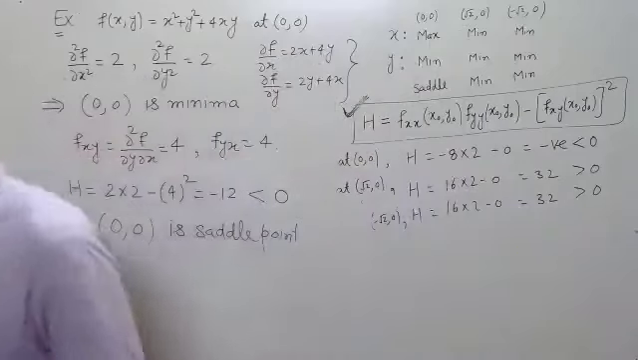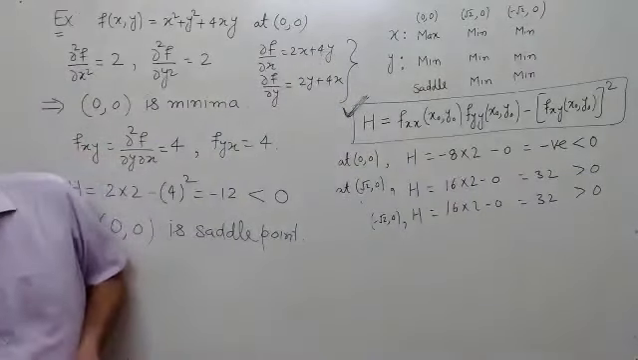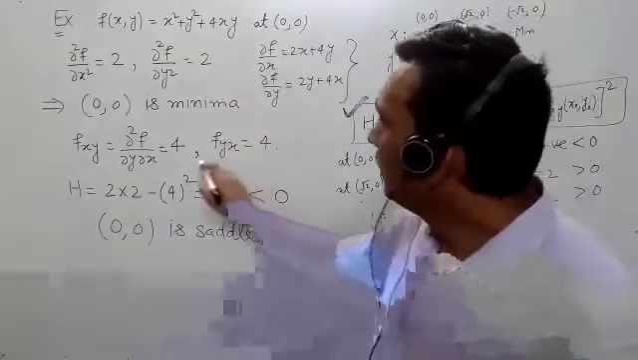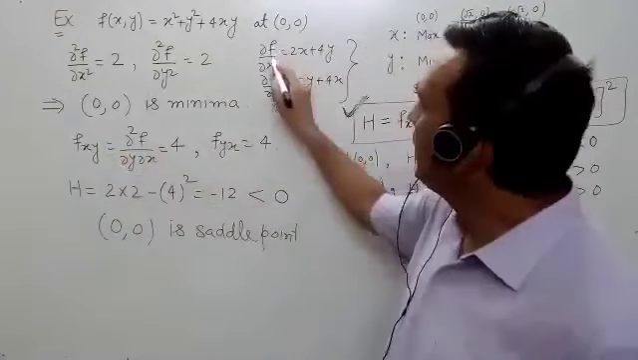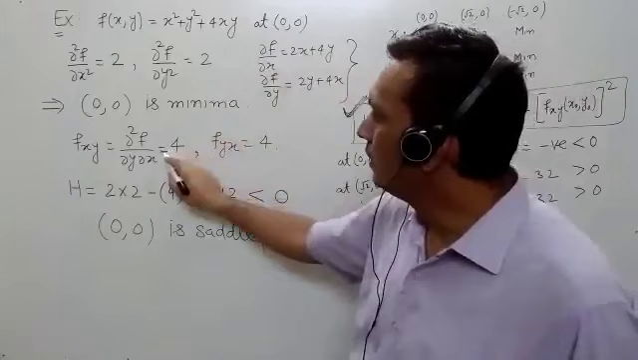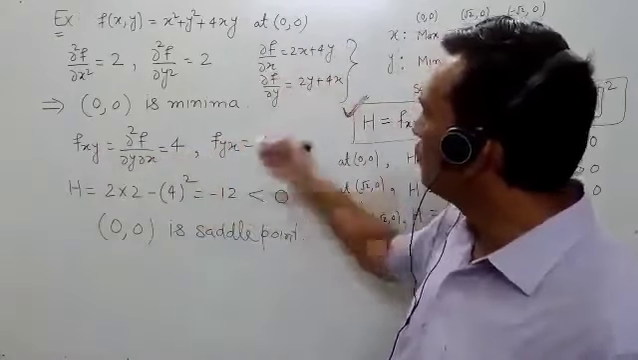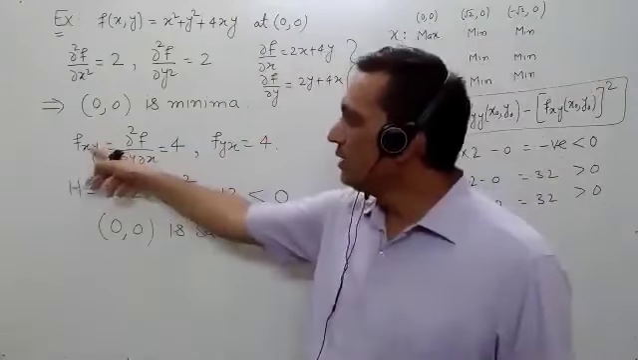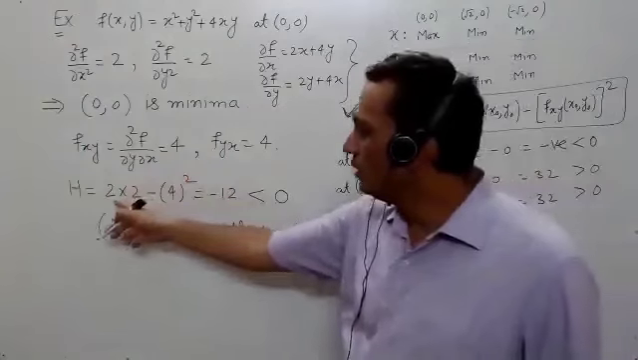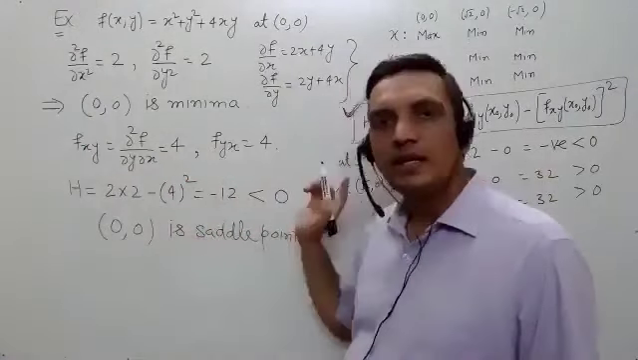Is it clear? How is there a 4 in the value of h, sir? This is del f by del x. If you further differentiate with respect to y, you will get 4. So that is fxy. Similarly, fyx, further differentiate with x, you will get 4. So this fxy is 4. This value is 4 at 0, 0. So that will give you minus 12, less than 0. So 0, 0 is the saddle point.